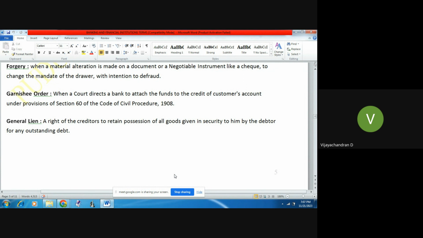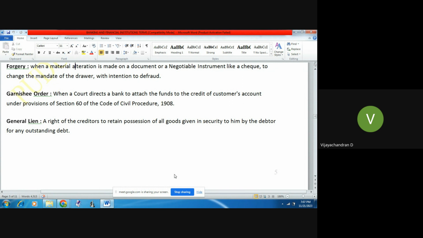Garnishee order means your savings account or current account will be attached. So you can't operate the account, you can't withdraw money from the account. Until the further order, you can't do any operation with your bank account. That is known as a garnishee order under Section 60 of the Civil Procedure Code, 1908.